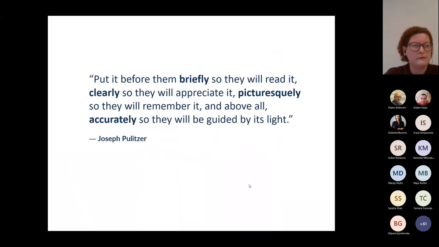And at the end, I want to say that, as Joseph Pulitzer put it, when you create a story regarding several environmental issues or climate change consequences, you have to put it briefly, you have to put it clearly, and of course be as accurate as you possibly can. Because it is very important to put the facts first, but also to take into consideration people's beliefs and their emotions regarding climate change consequences in their lives. Thank you.